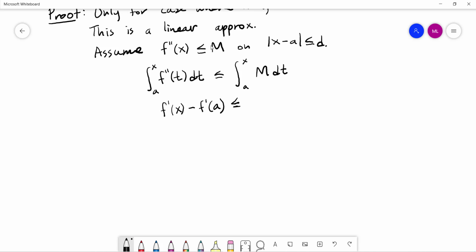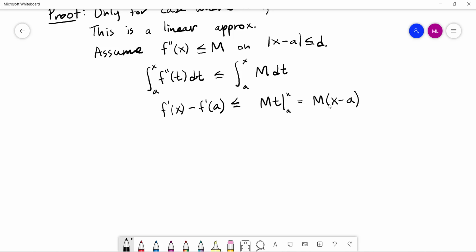M is just a constant. It's the value that we said the second derivative must be less than. And so I have this value of m. We're integrating with respect to dt, so I'm just going to get mt, plug in the bounds. If you want to think about it like this, mt evaluated between a and x. This whole thing is just going to give me m times x minus a. So this is the relationship that we've got. This difference between these first derivative terms has to be less than or equal to m times x minus a.